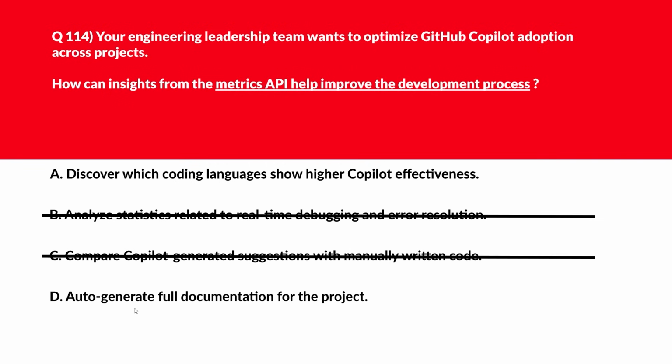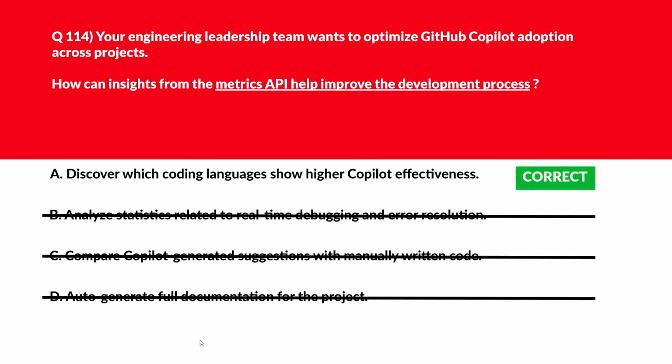D says auto generate full documentation for the project. The API doesn't generate documentation. It reports usage metrics instead. Therefore, wrong answer. We'll lock option A as the correct choice.